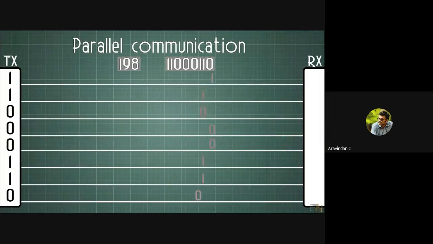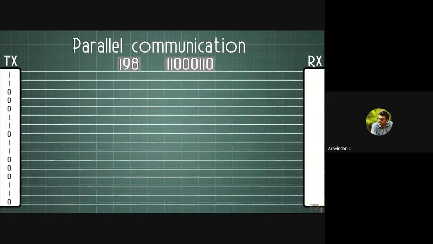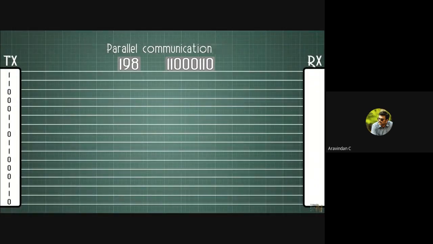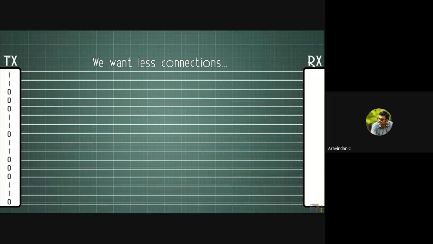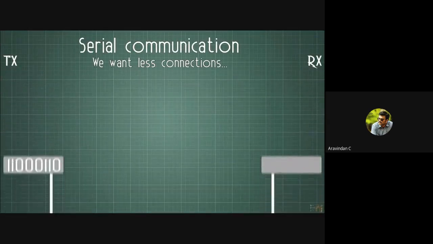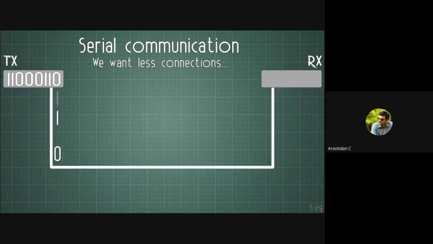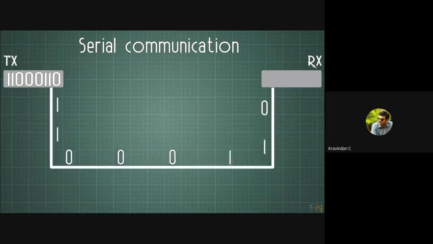But this is for 8 bits. Imagine that you want to send 16 bits of data. In that case, we will need 17 cables, and usually we want fewer connections. So instead of sending the data each bit at the same time, what we will do is place the bits in series, and then we send each one after the other using just one cable.